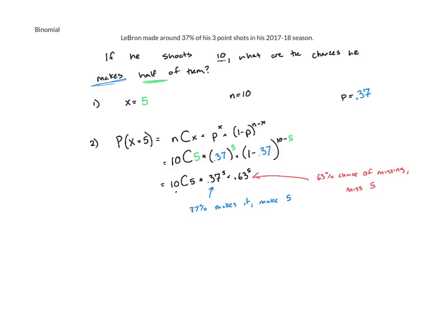This right here tells me how many different ways this could happen. So I have the number of ways it could happen, times the probability he makes 5, times the probability he misses 5 of them as well. When we go to plug this in, we can plug it in using the combination button on our calculator, or we can go ahead and actually write it out. Our formula for a combination is n factorial over n minus x factorial times x factorial. So this is yet another way we can write it out.